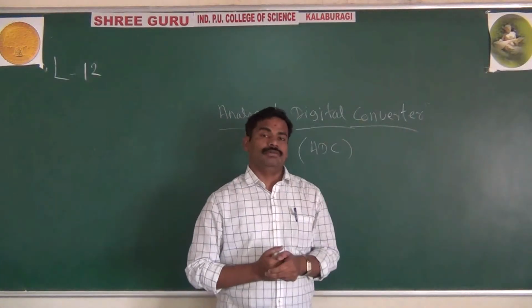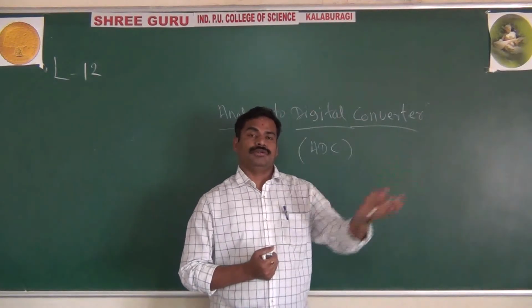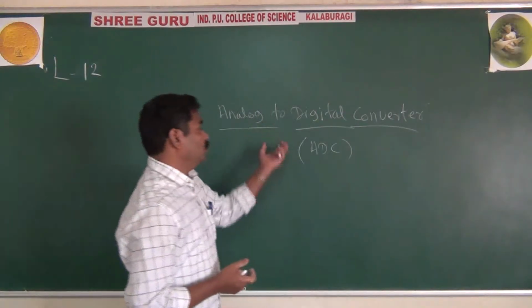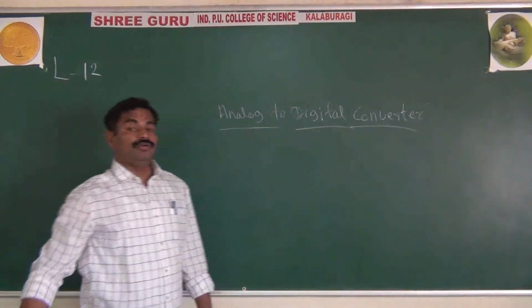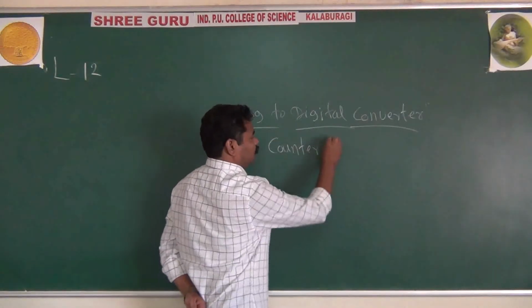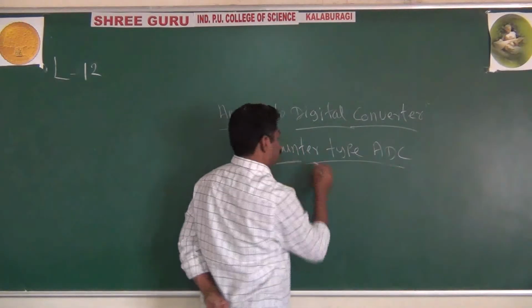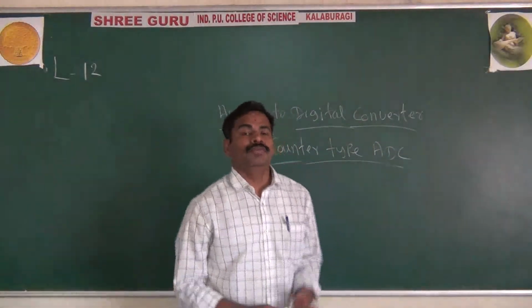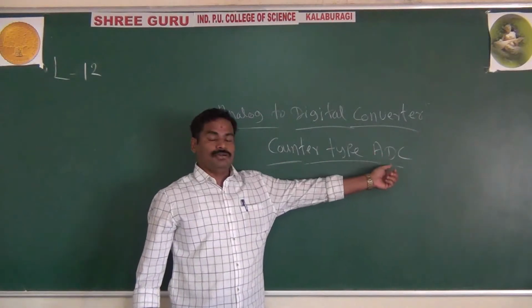In the digital to analog converter, we have two methods: one is the R-2R ladder network, and the other is the binary weighted resistance type of conversion. But here, for the ADC, your syllabus is the counter type. You are studying the counter type ADC. It means that while converting analog to digital, you are using a counter. That is what is called the counter type ADC. ADC refers to analog to digital converter.